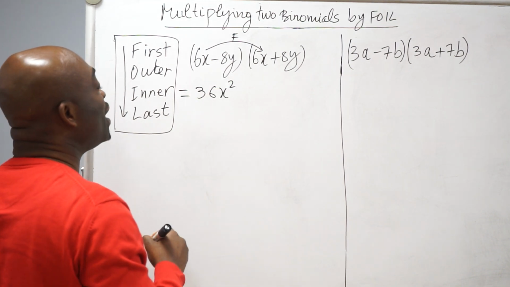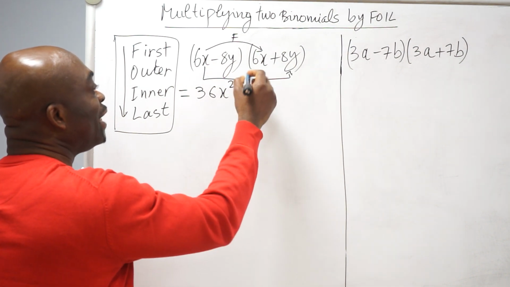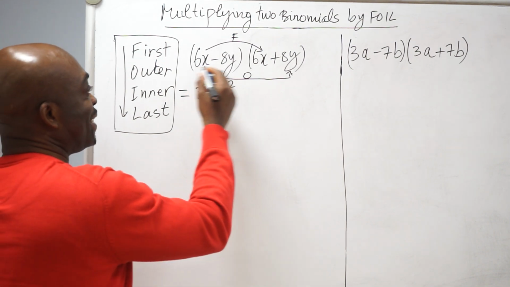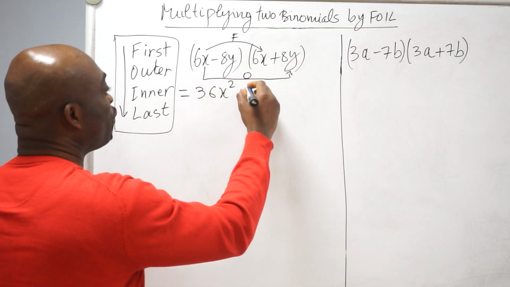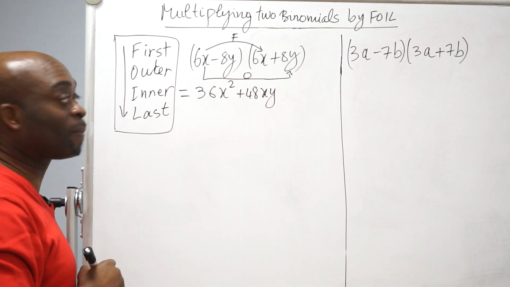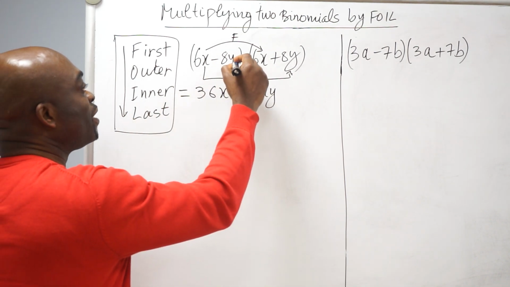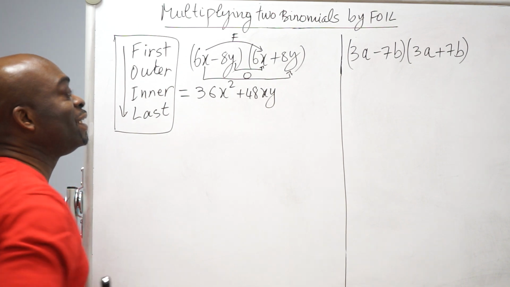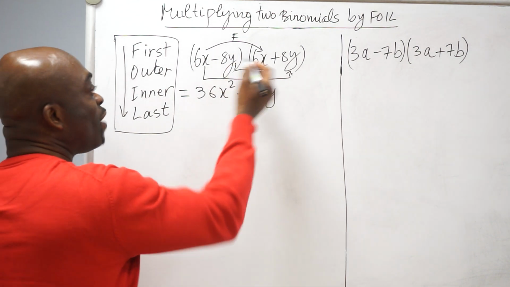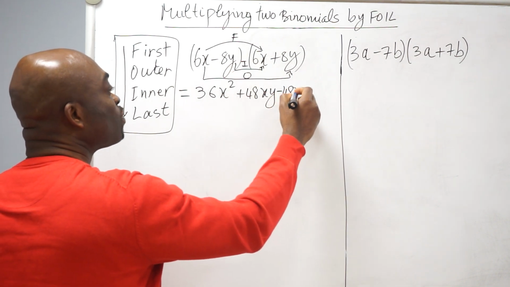And then now we're going with the outer. So the outer is still the 6x now multiplying with the 8y. Okay? So 6 times 8 is 48. So plus 48xy. Okay? And then we have the inner. The inner is taking negative 8y times 6x. Okay? Negative 8y times 6x. So that's the inner, and the inner is negative 48xy.